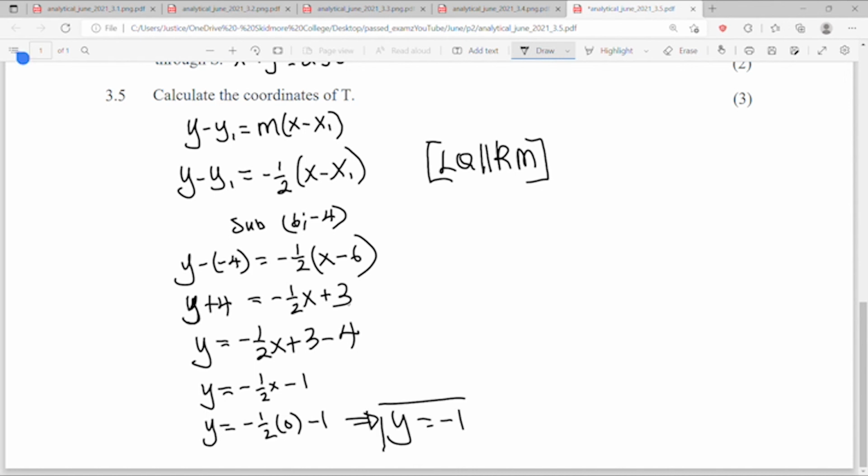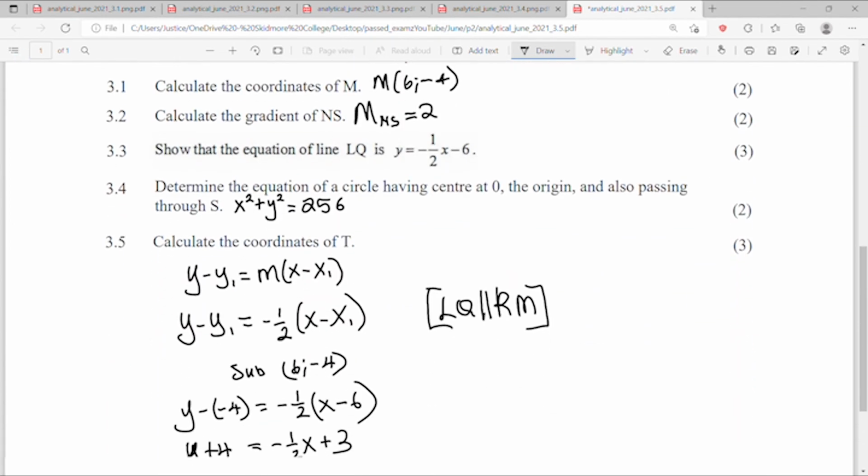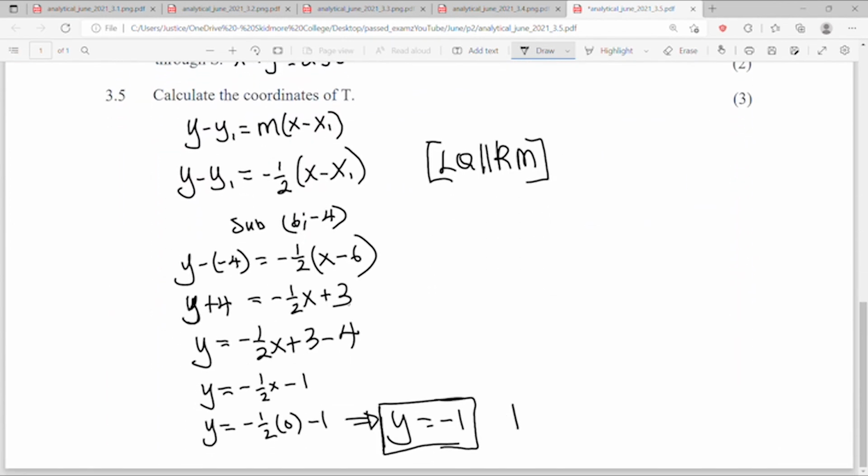So that means our y value here is what? It is -1, but they want a point. So remember that you should give the answer to them as a point. That's going to be (0, -1), and that is your final answer.